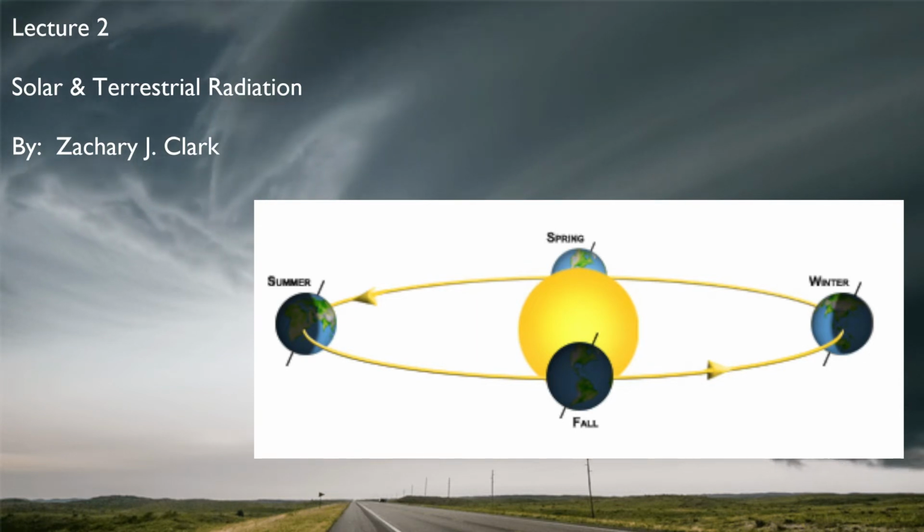The equinoxes occur when the declination is 0. The sun is directly over the equator at that point. The solstices occur when the sun is at maximum declination, either north or south, of 23.5 degrees.